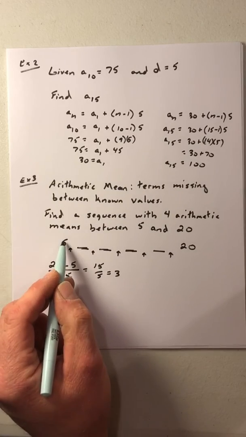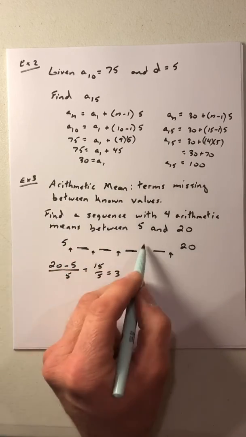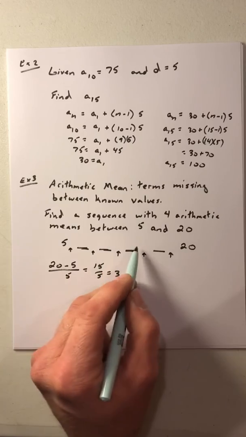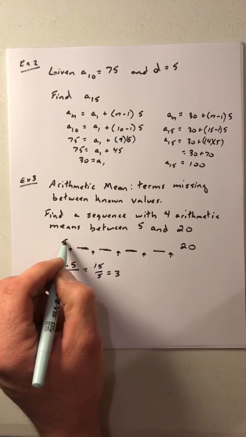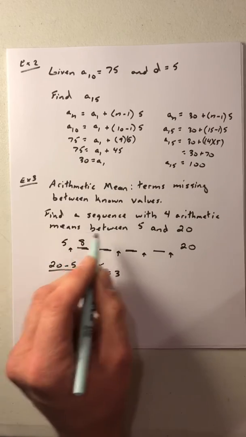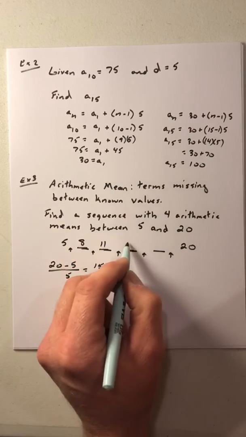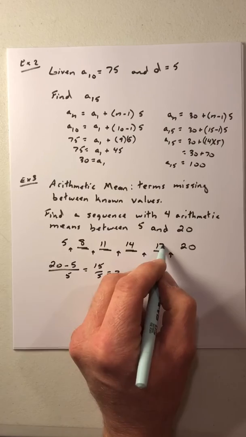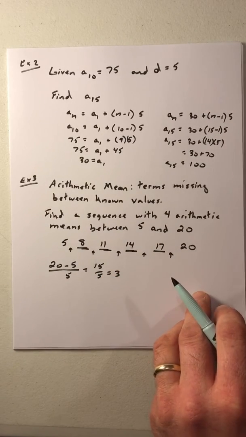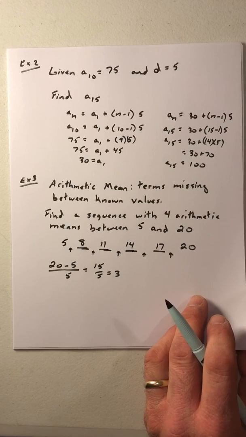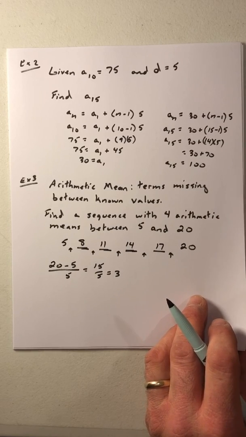So I know that to get from 5 to 20 in 4 spaces in between, I have to add 3 each time. So 5 plus 3 gives us 8. 8 plus 3 is 11. 11 plus 3 is 14. 14 plus 3 is 17. And then we get to 20. And that gives us 4 arithmetic means between the numbers 5 and 20.